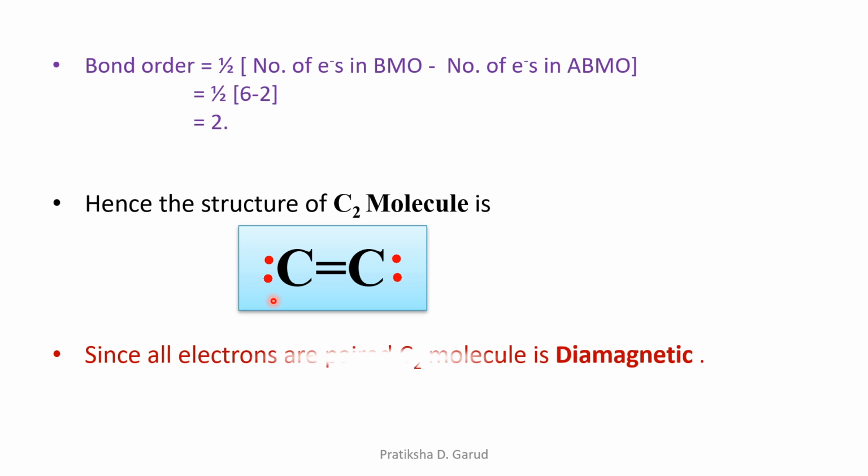And finally, we can say that all the electrons in the C2 molecule are paired. From the electronic configuration, we can say that the last entering electrons are paired in nature. That's why this molecule is diamagnetic in nature. Okay, so this is regarding the B2 molecule and the C2 molecule.